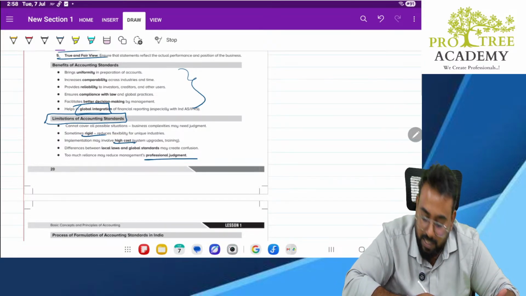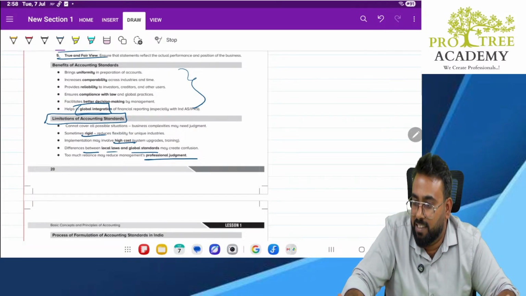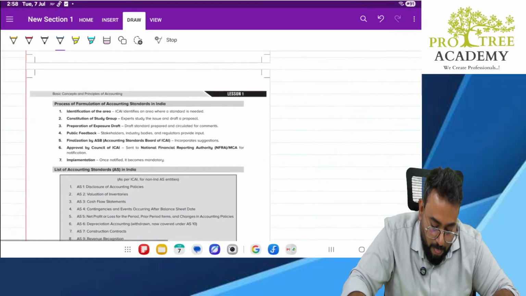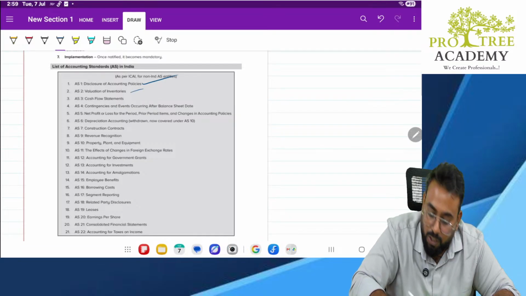Clear? Everybody is understanding? Next, there can be differences between local laws and global standards. Just now we discussed leasing, America. Correct? So those are your limitations. Am I clear? So these are your accounting standards: valuation of inventory, cash flow statement, all those things.